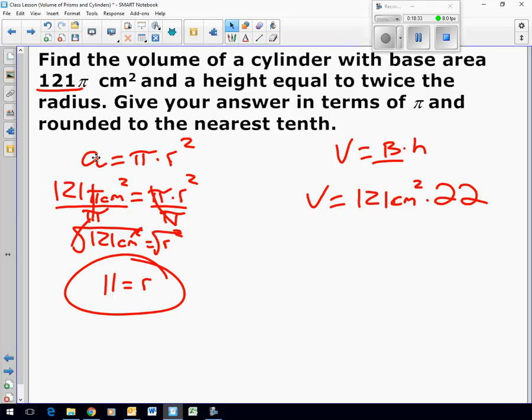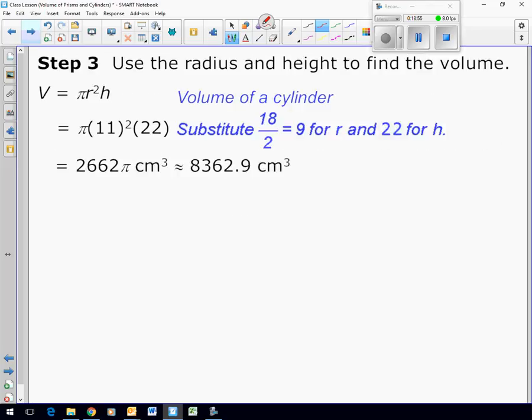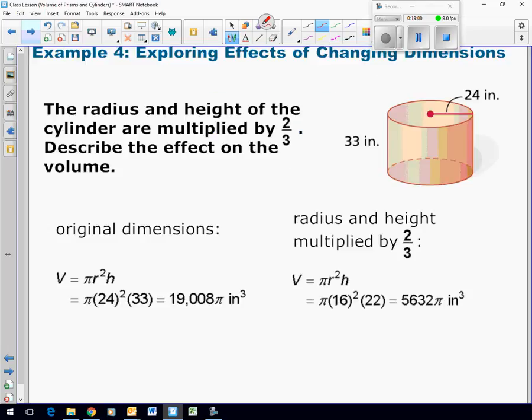Oh, I'm sorry, 121 pi. Good call. She can correct me. That's fine. Alright, here we go. Exactly what we did. We found our radius, multiplied it to find our height. What do we get here? 2,662 pi cubic centimeters. Yep. Second, or shift, and then that.